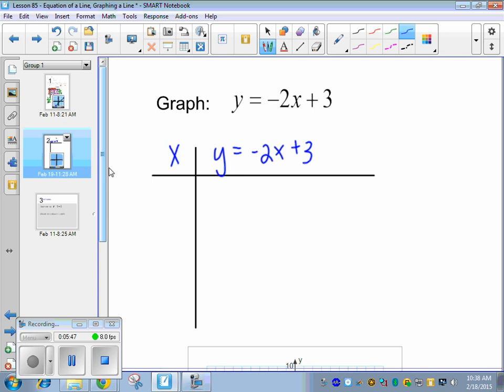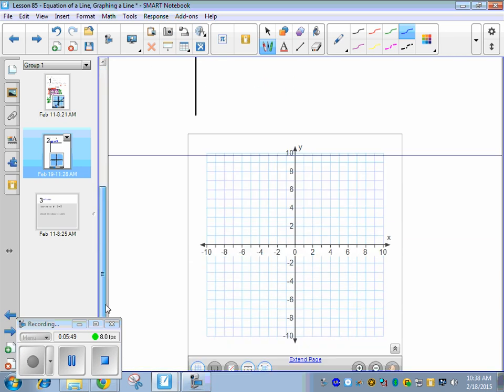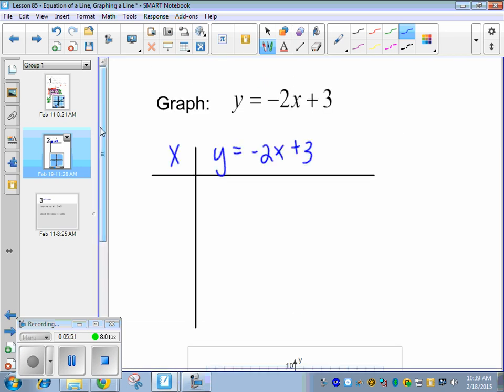So for this one, did they give us points to plug in like the last one did? No. Okay? They did not give us any points to plug in. What are some really nice numbers that we can plug in? 1, 2, 0. Always 0. 0 is always a good one. I just want to do 0, 1, and 2. So some nice easy numbers. Okay, so we're going to plug those in.